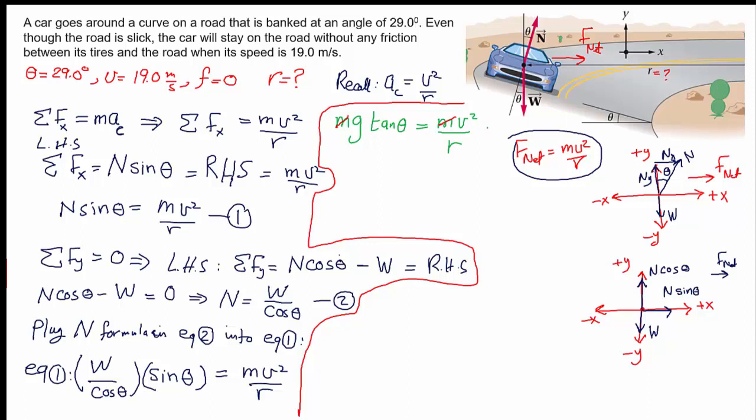To solve for r, you multiply both sides of the equation by r. This will cancel r on the right-hand side, and it will place it on the left-hand side. And then we multiply both sides of the equation by 1 over g tangent theta. So this will cancel g tangent theta on the left-hand side, and it will place it on the right-hand side. And now I'll start here with the right-hand side, which is r equal to v squared over g tangent of the angle. And now we can plug in the values.